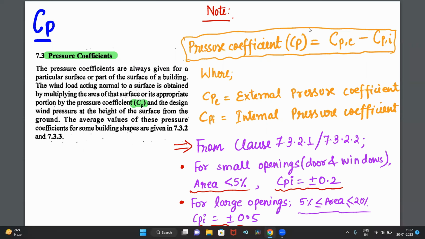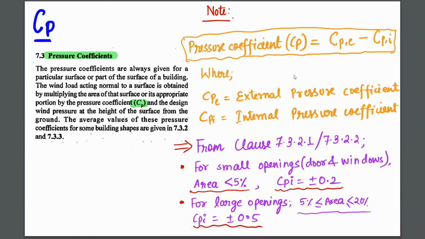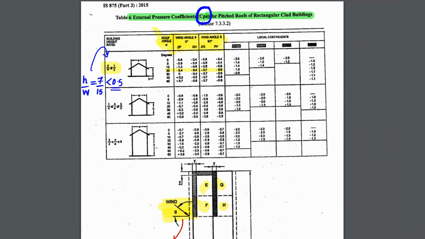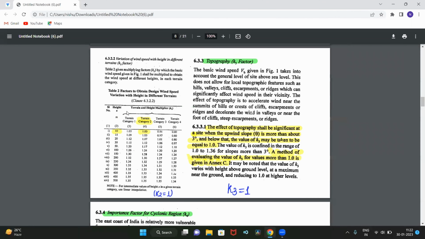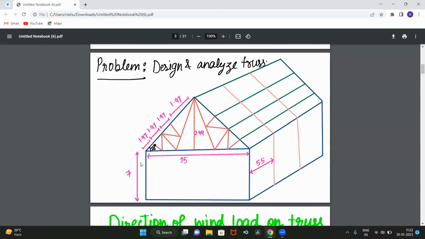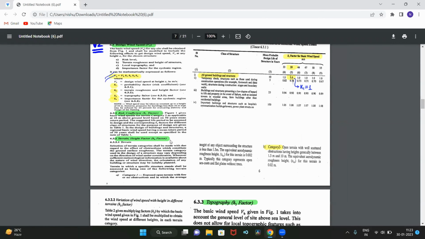Let me show that table to you. Okay, so this is the table. This is clause 7.3.3.2, external pressure coefficient Cpe for pitched roof. So here, first of all, you have to calculate H by W. H is the height and W is the width. Let me show you the picture again. As you can see here, height is 7 meter and width is 15 meter. So that is H by W.